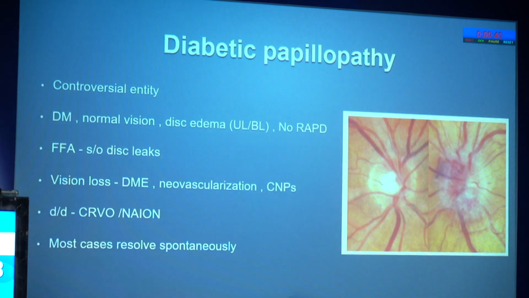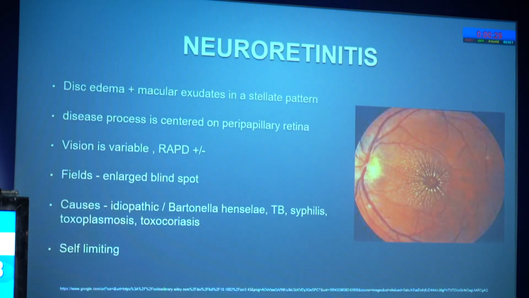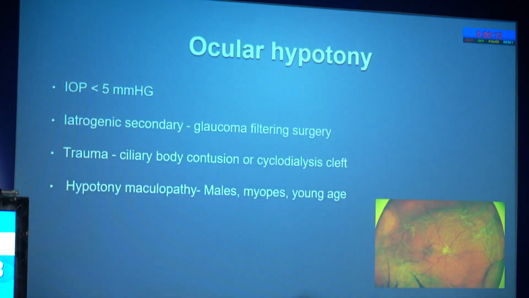Diabetic papillopathy is also one of the differentials, where you can see disc edema bilaterally. It is an uncontrolled diabetic patient, and you do an FA which will show leaks. Optic neuroretinitis is also seen, where you have disc edema associated with macular exudates in a stellar pattern. These patients would have underlying inflammation or maybe infective pathology.